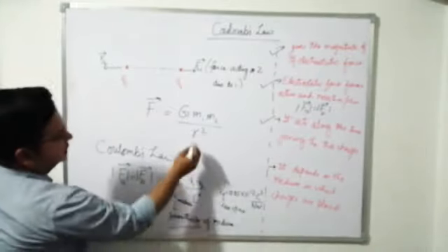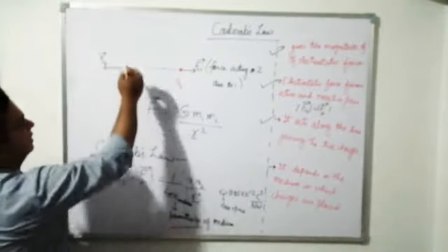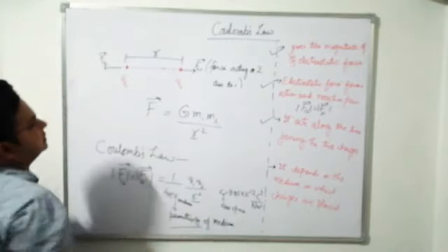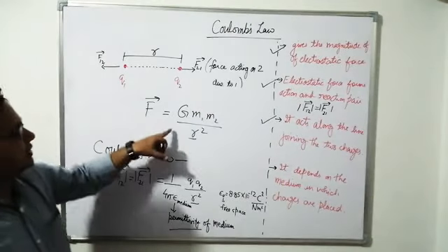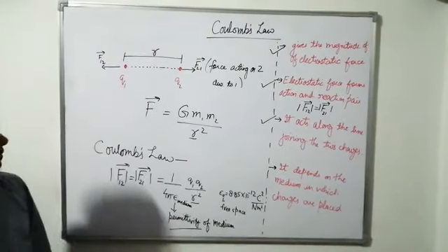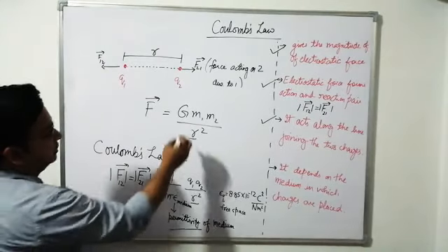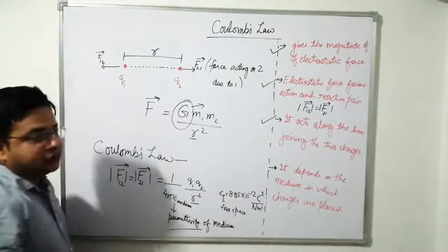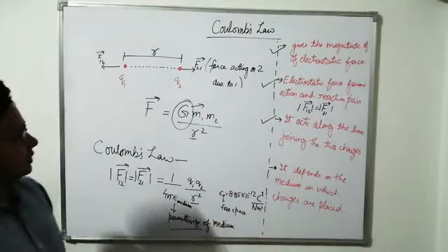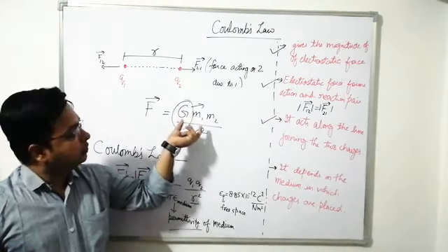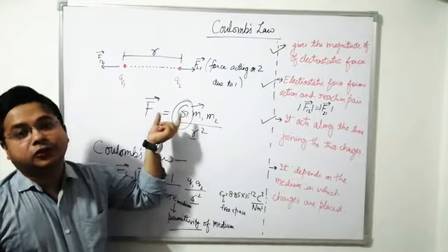R in both the forces is the same. R is the distance between the two charges, and if you are considering mass in case of gravitational force, then R is the distance between the two masses. So gravitational force is independent of the medium, because this is G, the universal gravitational constant. No matter where these two masses are kept, the magnitude of gravitational force will remain constant.